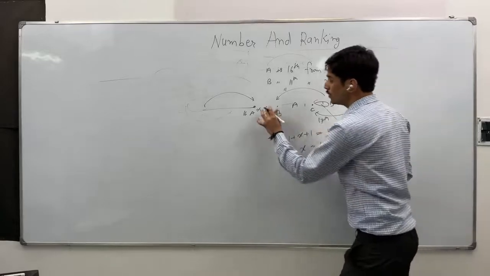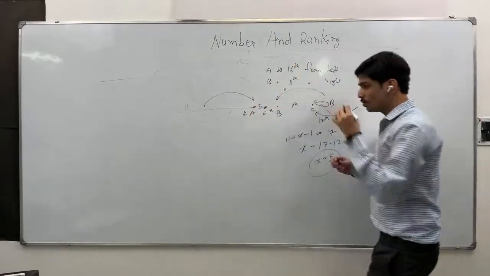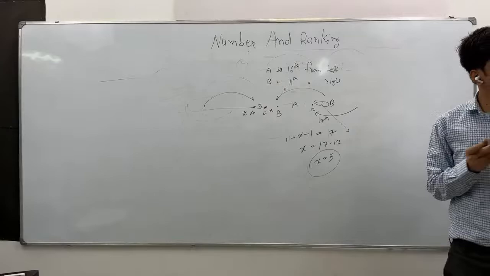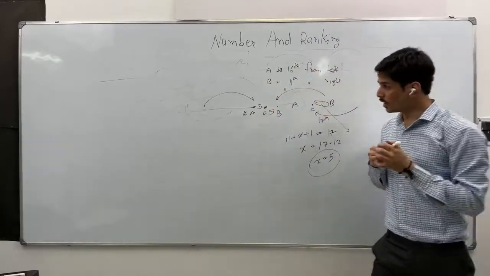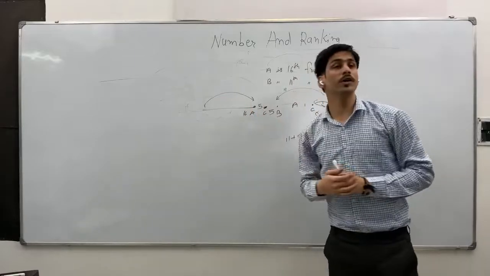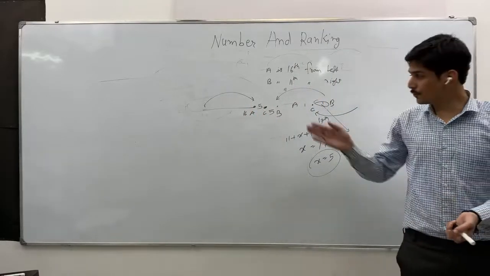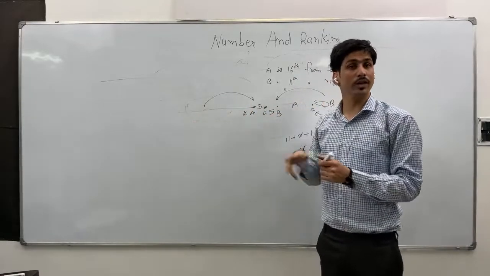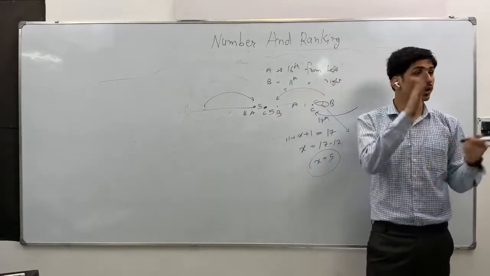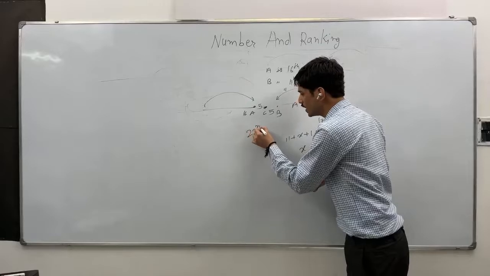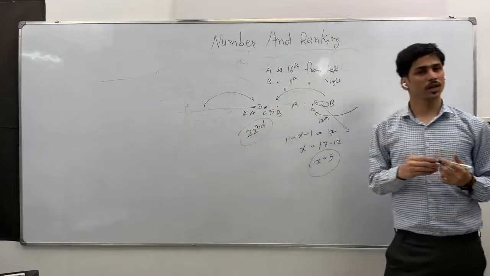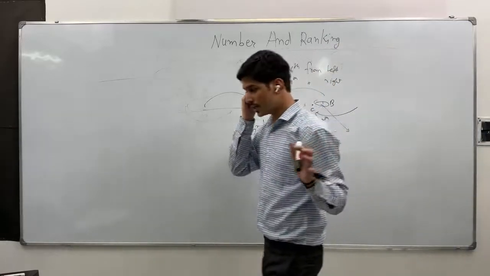If x equal to 5, then can I say between A and C how many students are there? 5. Or likewise between C and B how many students are there? 5. Now tell me, before C how many students are there? 21. Then what will be the rank of C? 21 plus 1, right? From the left hand side the rank of C is going to be 22, right? So this is the category 4.